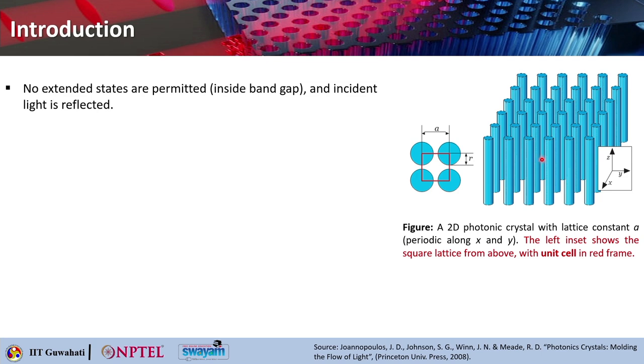Now you can consider this typical specimen, where you can think of a square lattice of dielectric columns which have a radius r and a dielectric permittivity epsilon. A marks the lattice period. What we will see is that for certain values of this lattice constant a and radius r, you will be able to see a photonic band gap in the xy plane. That means for those particular frequencies, no propagation of electromagnetic wave or light is allowed through this crystal. So no extended modes are permitted inside the band gap. What will happen to the incident light? That will simply get reflected.